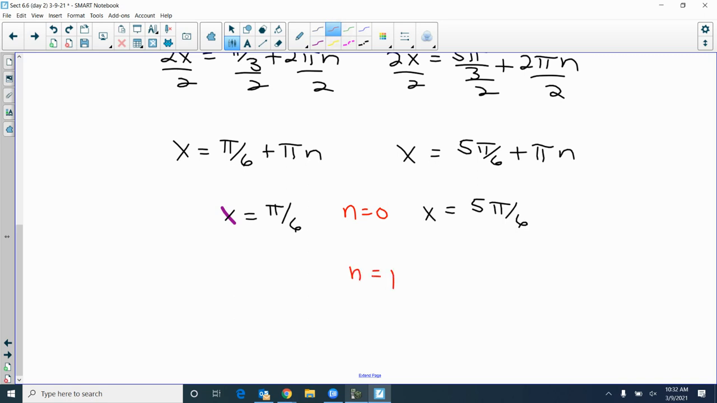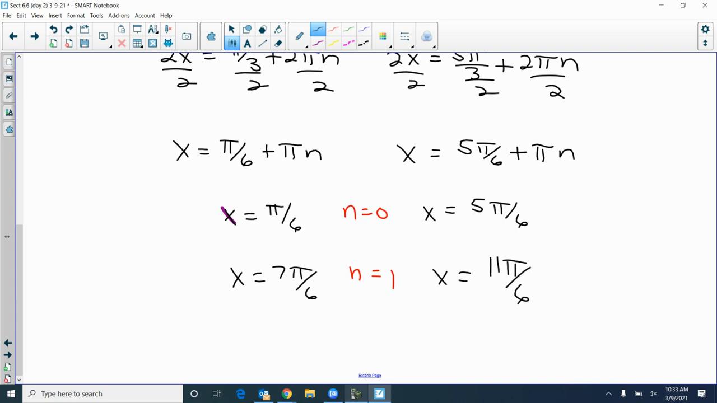You're letting n equal 1 back up here, which means pi over 6 plus pi. Well, what is that? 7 pi over 6. Is that still less than 2 pi? Yep. 7 pi over 6, and then I get, what's 5 pi over 6 plus pi? That should be 11 pi over 6.